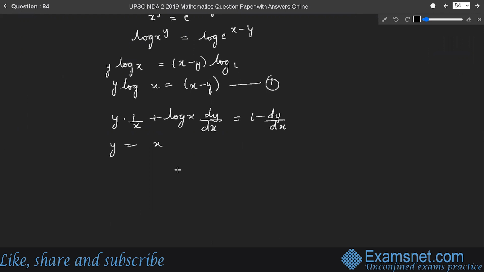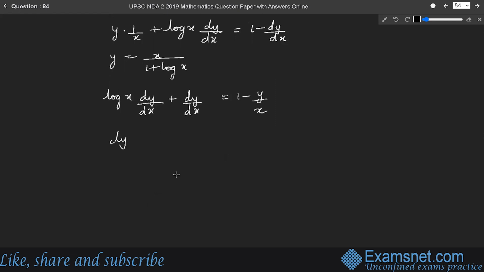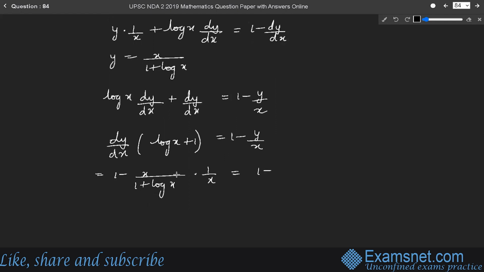Therefore, y will be equal to x upon 1 plus log x. So, log x dy by dx plus dy by dx will be equal to 1 minus y upon x. Therefore, taking dy by dx common, the remaining terms are log x plus 1. It is equal to 1 minus y upon x. So, this will be equal to 1 minus x upon 1 plus log x into 1 upon x, which is equal to 1 minus 1 upon 1 plus log x.